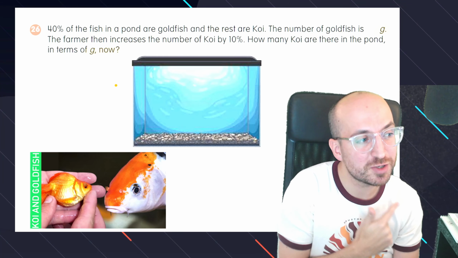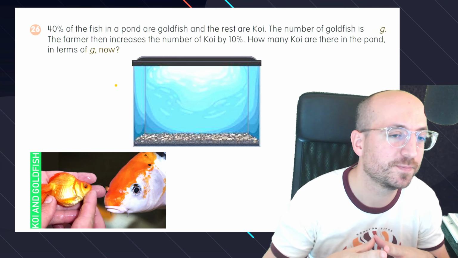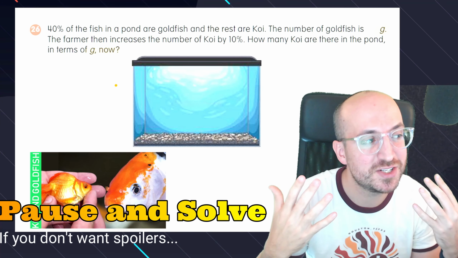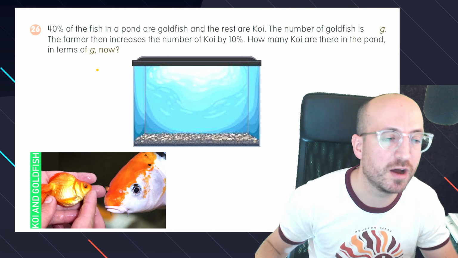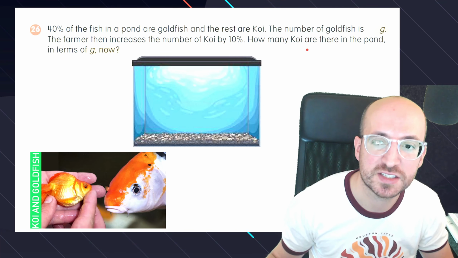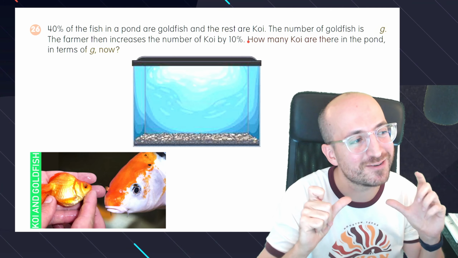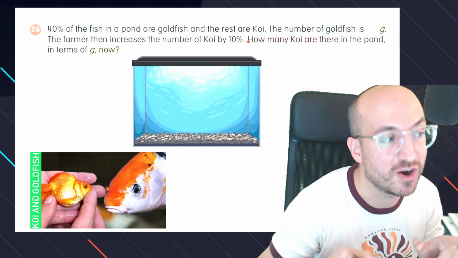So when it says in terms of G, we know our answer is going to be an algebraic expression. And we know an advanced user would know that talking about in terms of G is comparing it to the goldfish. It's asking for the koi. How many koi are there in terms of relating it to the goldfish we started with?